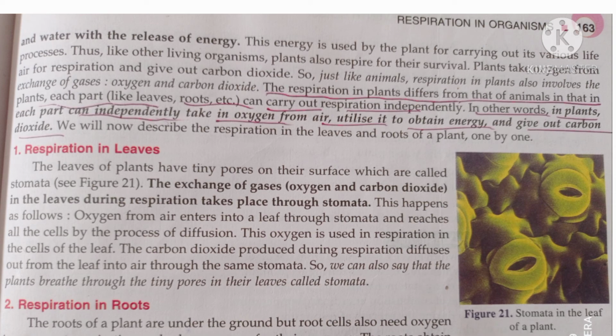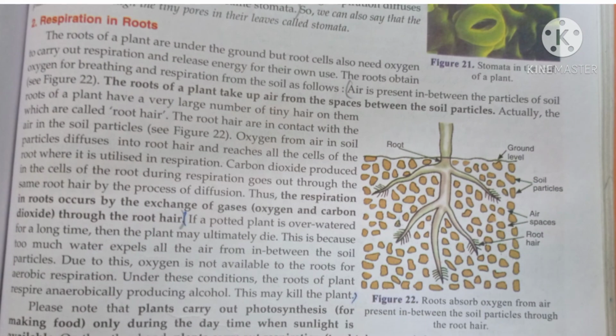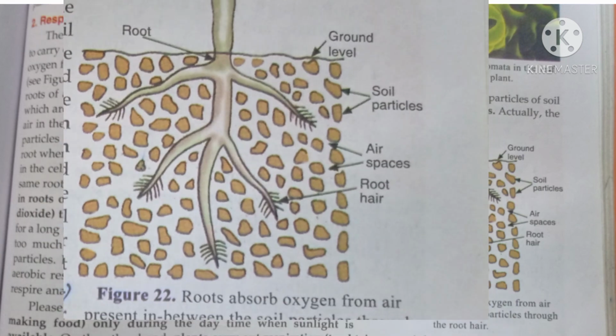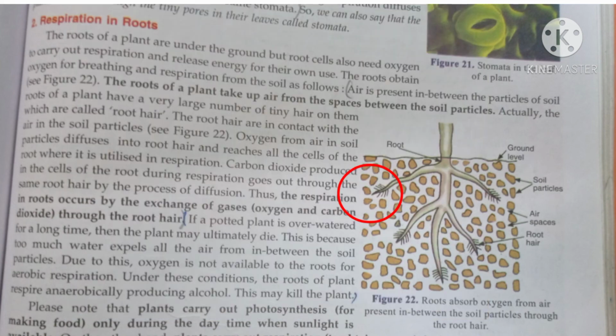Now let us discuss respiration in roots. Roots are found under the ground. So how do they respire? Let us learn. The roots of a plant take up air from the spaces between the soil particles. Look at figure 22. Actually, the roots of plants have a very large number of tiny hairs on them, which are called root hair. The root hair are in contact with the air in the soil particles.